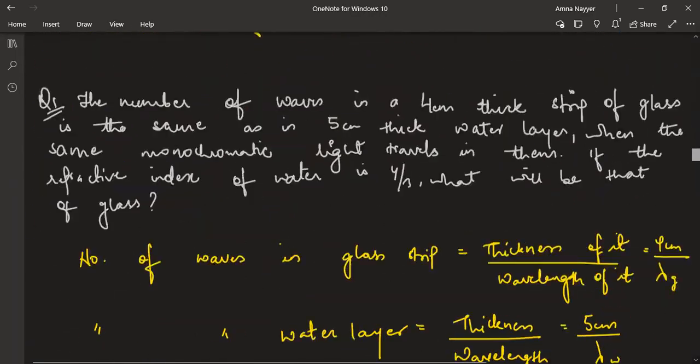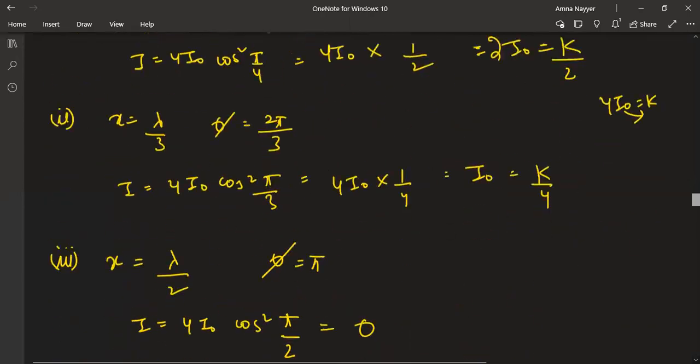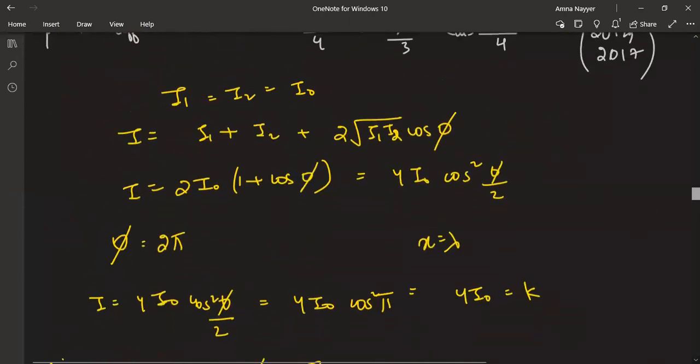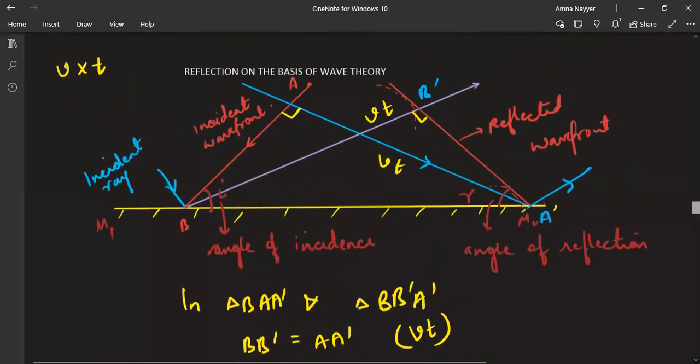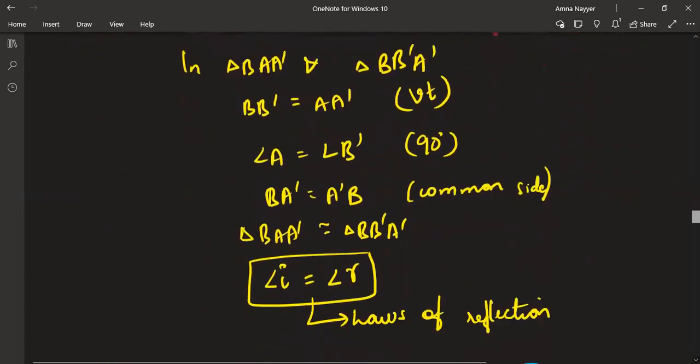Then we had seen the behaviors of all these. This is a question: prove reflection. And last year, in one of the recent papers, it has come that in one set, it was given to prove reflection on the basis of wave theory, and in the second set, it was given to prove refraction on the basis of wave theory. So reflection and refraction on the basis of wave theory are asked. So directly remember this, whatever we have done in the class.